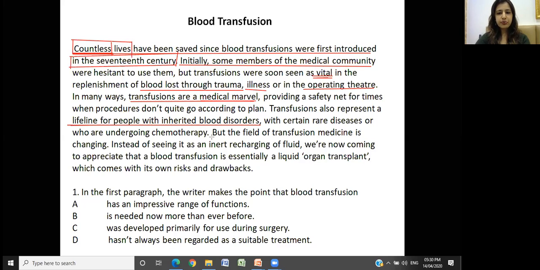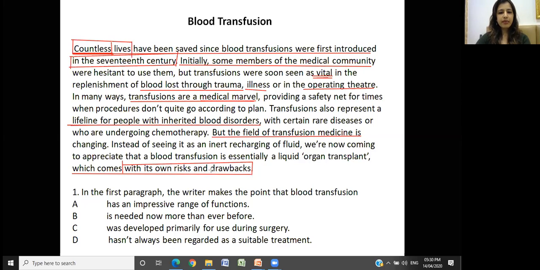And then the writer is presenting one more idea by saying that nowadays, or recently, we have started appreciating that it comes with its own risks and drawbacks. So now if I had to write a summary of this entire paragraph, can I say that blood transfusion is useful in illness, trauma, in the operating theater, or certain blood disorders, or for patients who are on certain therapies, although it too has its own risks and drawbacks.